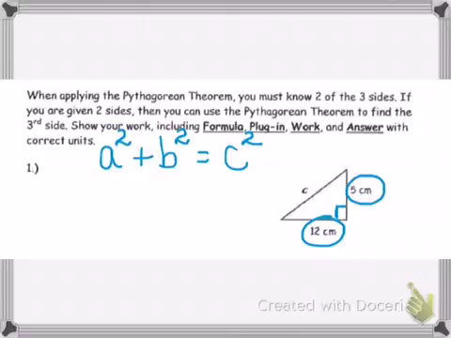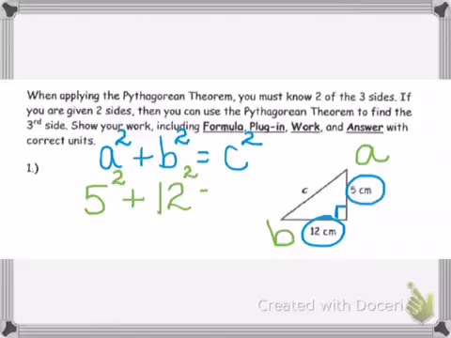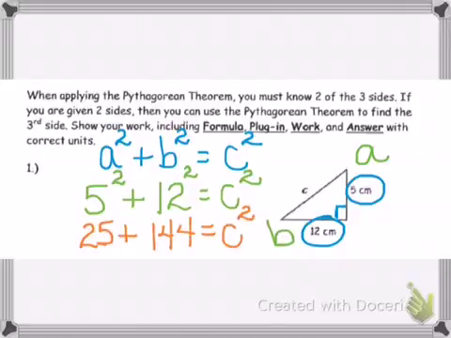Now I'm going to do my plug-in, where I plug in what I know about the triangle. We'll just call the leg of 5 centimeters leg a, and I know the length of the other leg, which is leg b. So I'm going to plug those into my formula. I've got 5 squared plus 12 squared equals c squared. I'm going to find the squares of both of those values. So 5 squared gives me 25, 12 squared gives me 144, and again, I don't know what c is.